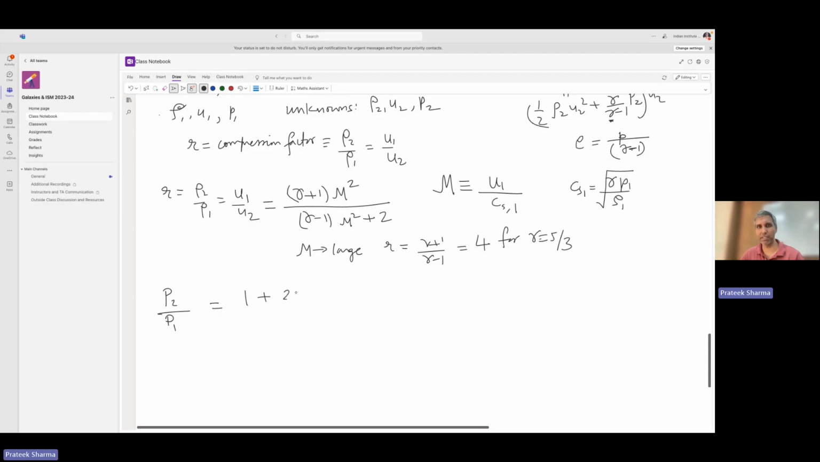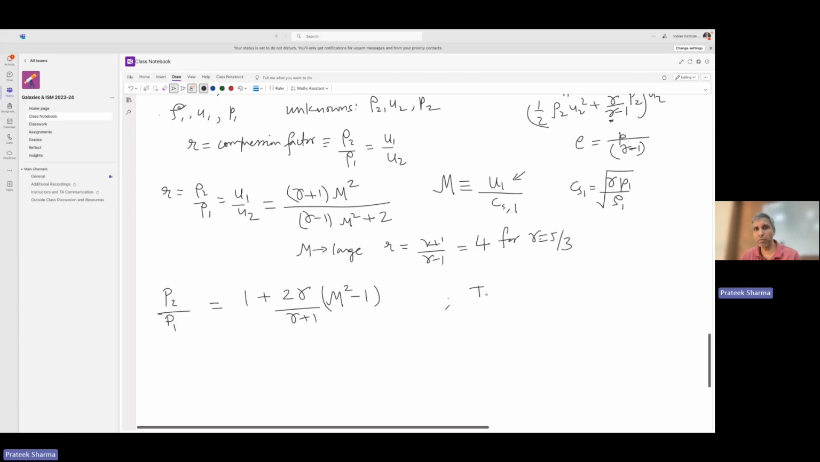So you can have 1 plus twice gamma by gamma plus 1, times (Mach squared minus 1). So this pressure in the large Mach number limit goes like Mach squared. So if your Mach number is huge, you know, Mach number can in principle be 100,000. It depends on the sound speed of the ambient medium. If it is very small, you can have very high Mach numbers. And then you can actually raise the post-shock pressure by a huge amount compared to the pre-shock pressure.